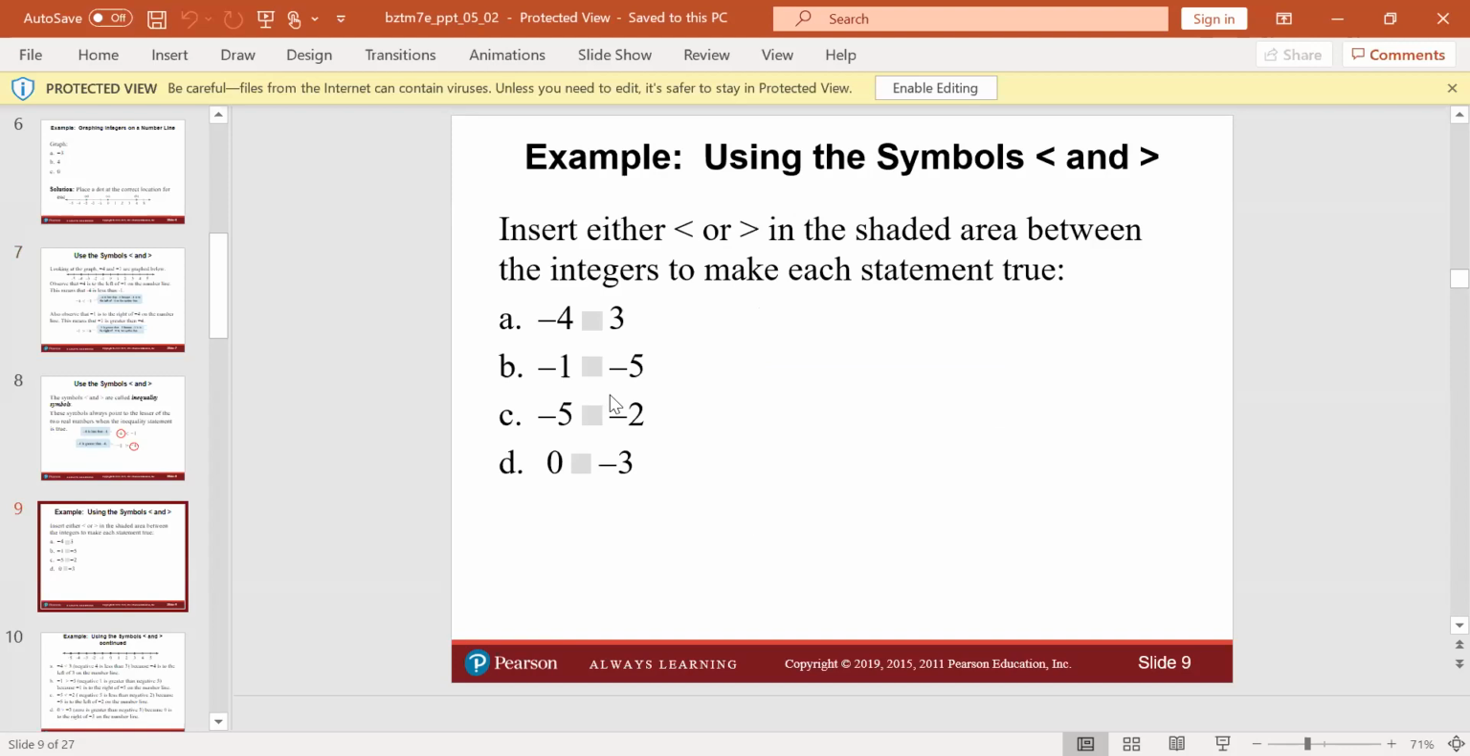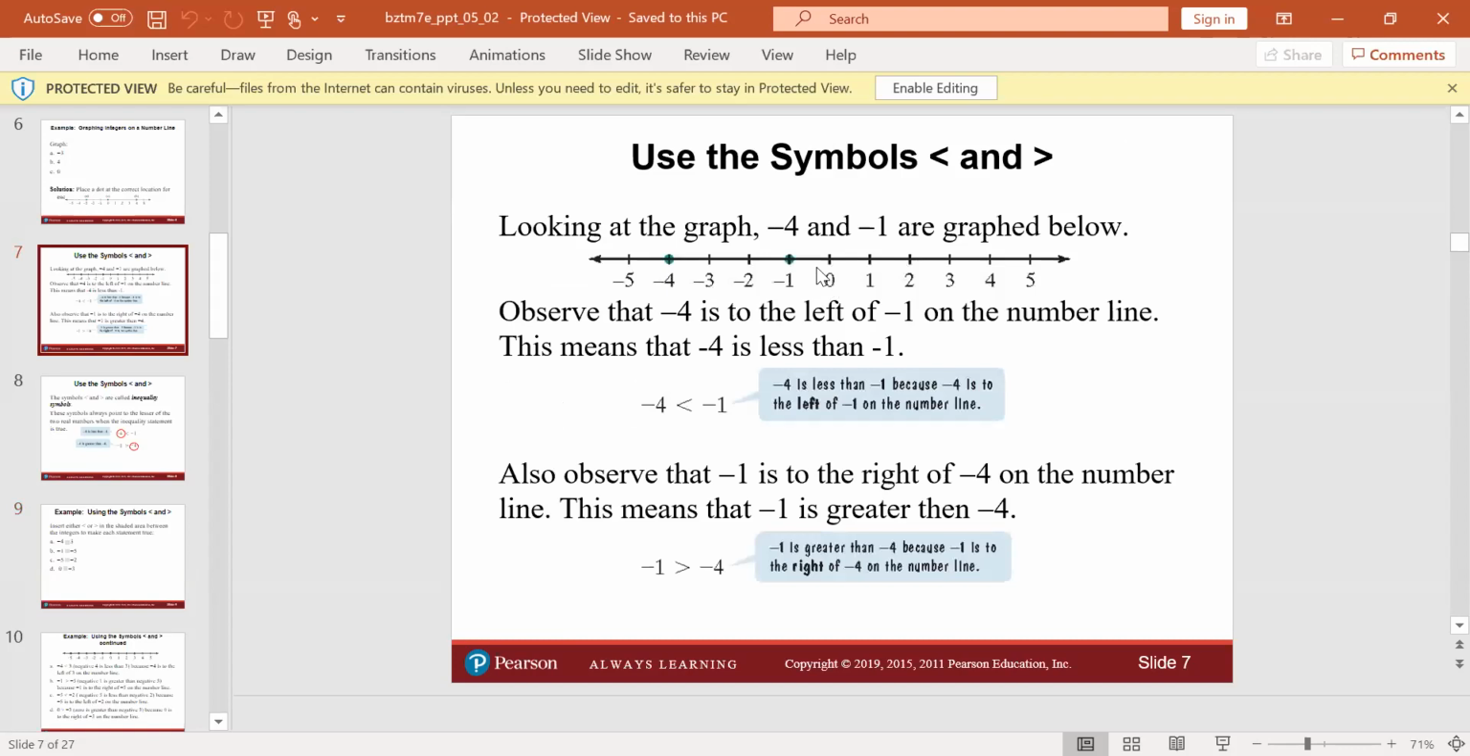D, 0 blank -3. 0 is greater than -3. That is absolutely right. Because look, here's 0 on the number line. Here's -3. 0 exists to the right of -3. Thus, it is greater than.